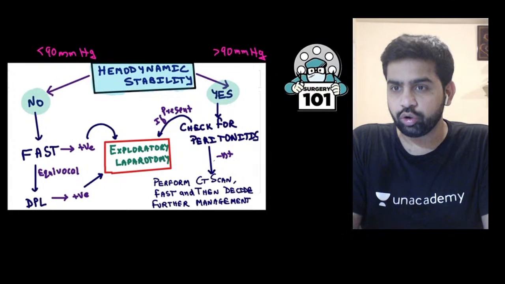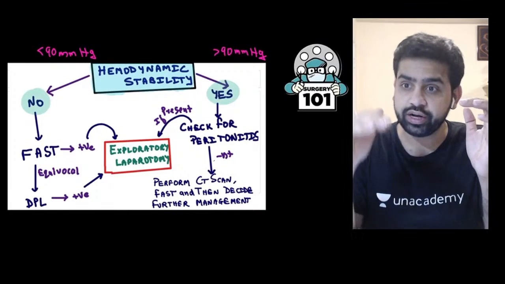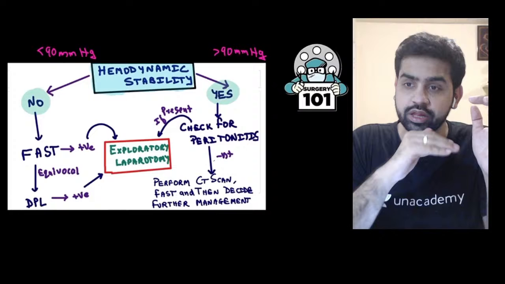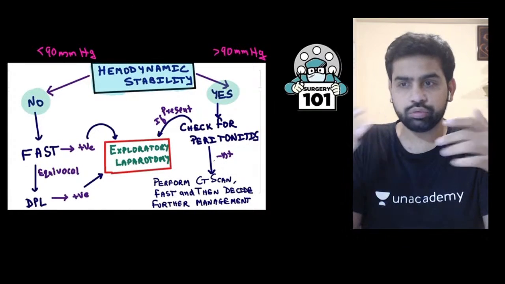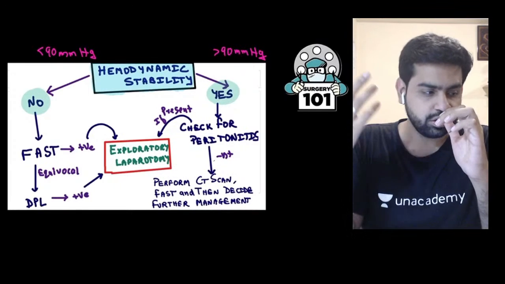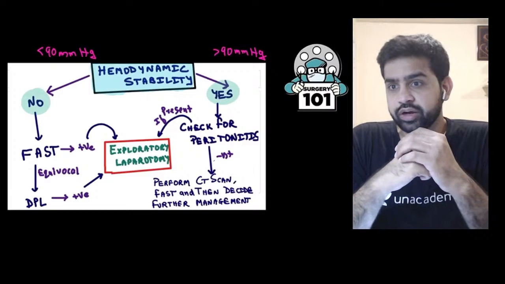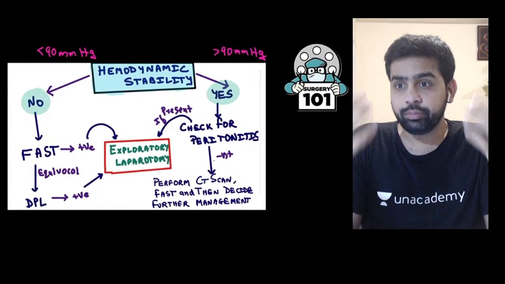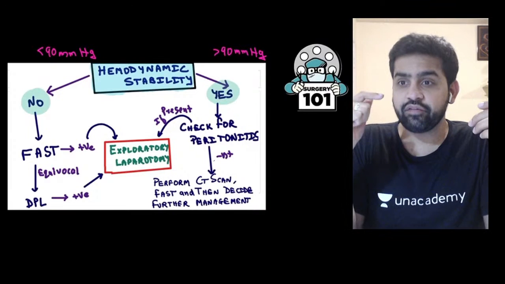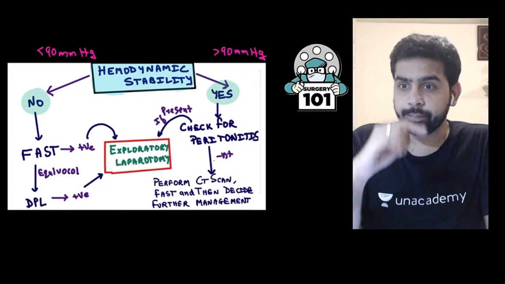But let's say the FAST is equivocal. What do you mean by equivocal? That the radiologist is not able to tell with certainty whether intraperitoneal fluid is present or not. For example, if the patient is very, very obese, or the USG probe is not in good condition, you will not be able to tell whether this patient has an intraperitoneal fluid collection or not. In this scenario, you have to perform a diagnostic peritoneal lavage.